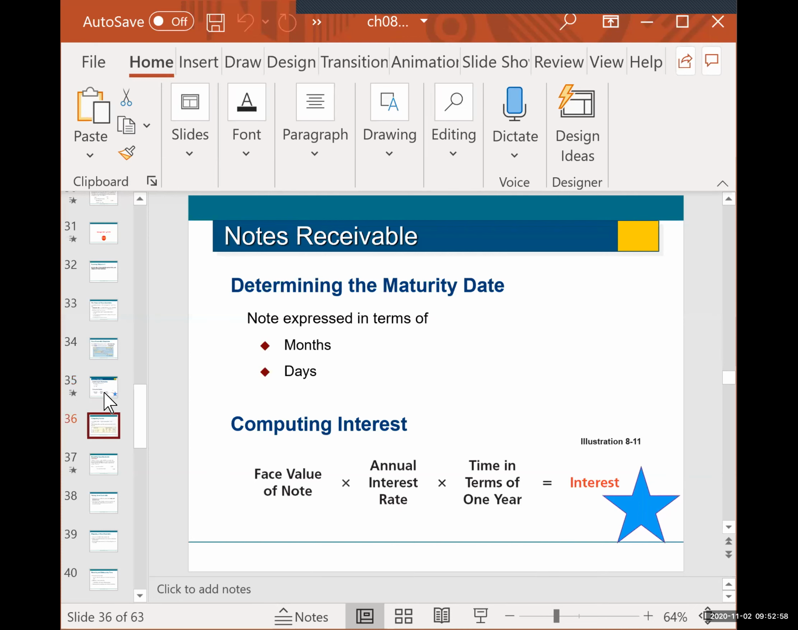So I'm going to look at this next slide really quick. Okay, I do have it there. So I'm going to go to the next slide here. And well, first let me tell you this. To compute the interest, it's the face value of the note times the annual interest rate times the time.